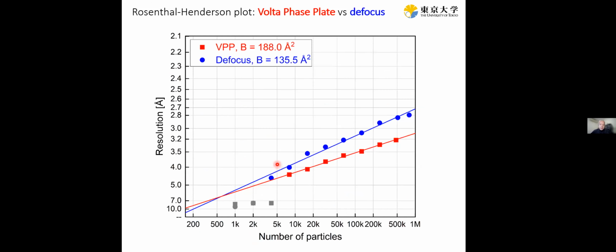We also quantified the overall performance using the so-called B-factor plot, also called the Rosenthal-Henderson plot. Basically, you plot the resolution as 1 over resolution squared, so it's not a linear axis but a reciprocal squared axis, versus the logarithm of the number of particles. Theory says that it should be a linear dependence, and the slope of this curve shows what we call in electron microscopy a B-factor.